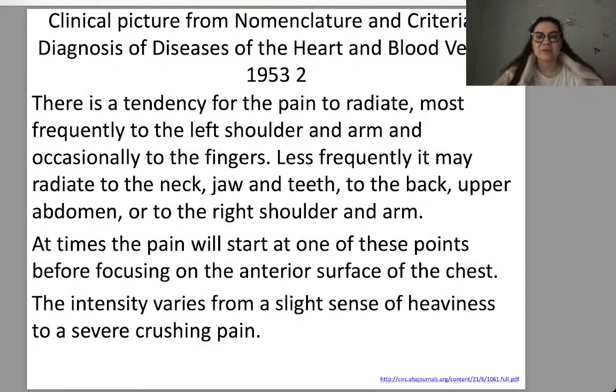There is a tendency for the pain to radiate most frequently to the left shoulder and arm, and occasionally to the fingers. Less frequently, it may radiate to the neck, jaw, and teeth, to the back, upper abdomen, or to the right shoulder and arm. At times, the pain will start at one of these points before focusing on the anterior surface of the chest. The intensity varies from a slight sense of heaviness to a severe crushing pain. Yes, it is an actual description for today too. It is a full description of angina paroxysms.